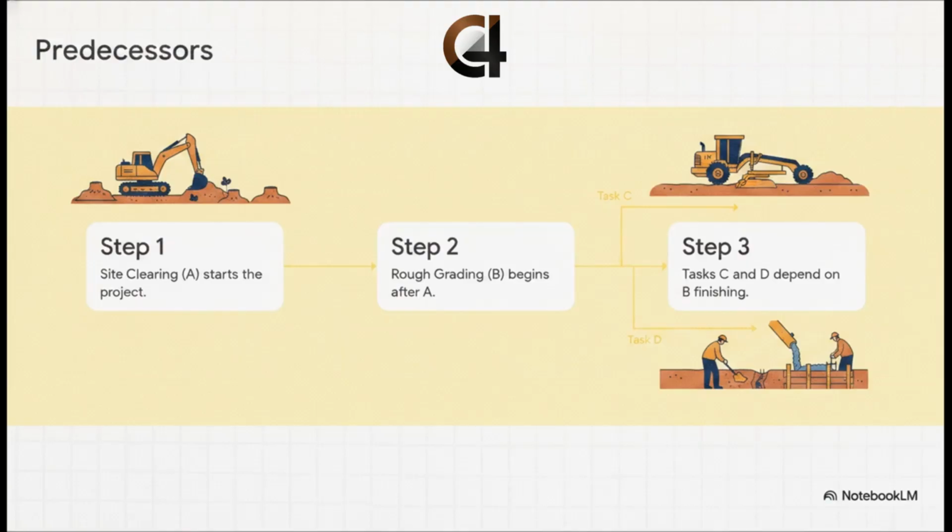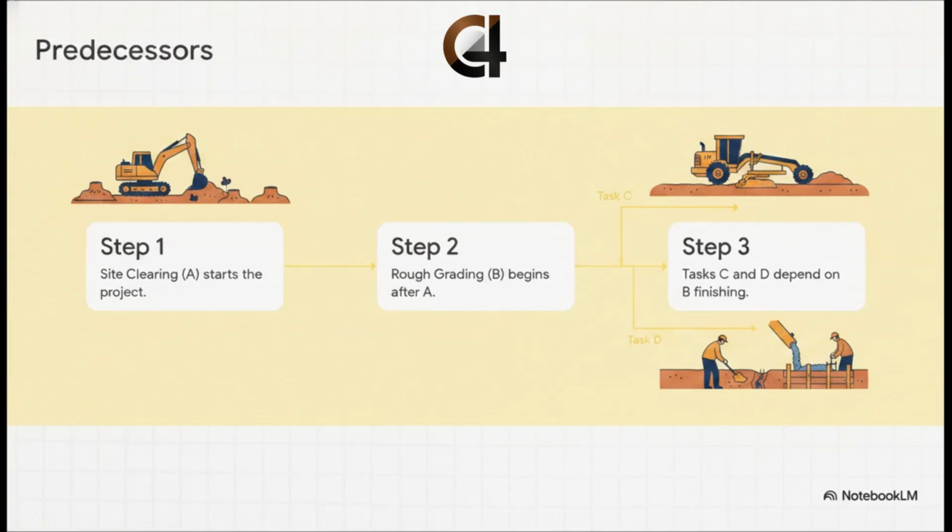A predecessor is basically just a task that absolutely must be finished before the next one can even start. Take step 1, site clearing, which is activity A. It doesn't have a predecessor, so it kicks off the whole project. Step 2 is rough grading, activity B. Its predecessor is A. Obviously, you physically cannot start grading the earth until the site is actually cleared and grubbed.